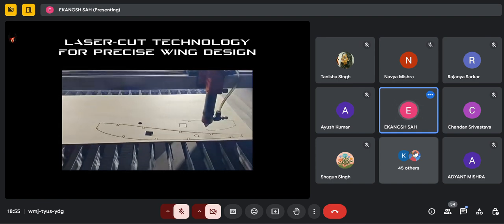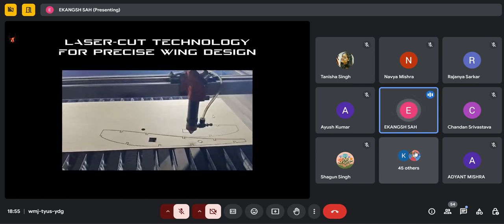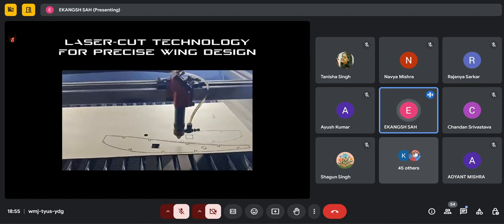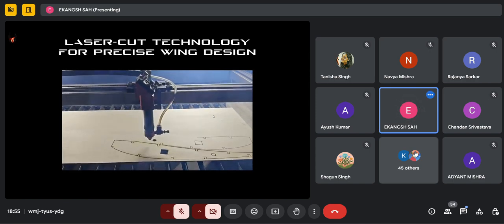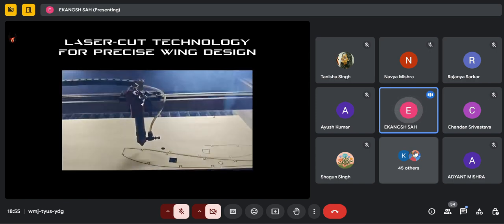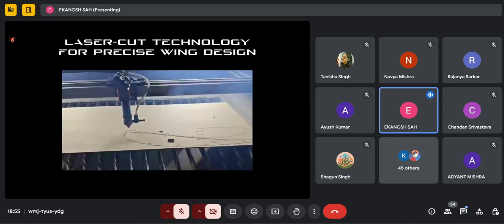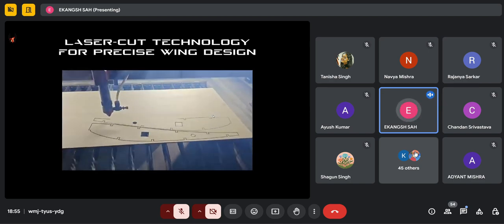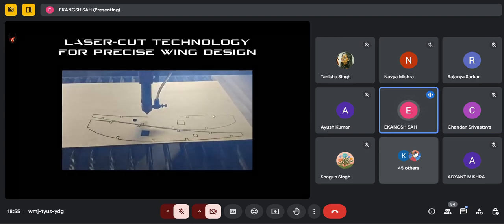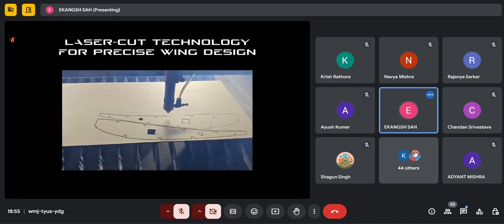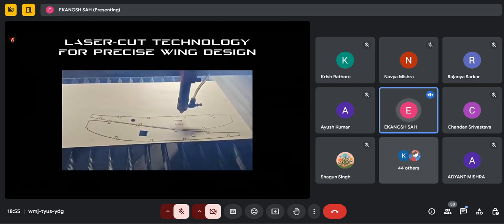We feed the drawing from applications like AutoCAD to the machine. We set different values like output power and cutting speed. The maximum power generated by these laser cutters is around 50 watts. As you can see, the current drawing which it is making is of an airfoil which was introduced to you in the previous slides.